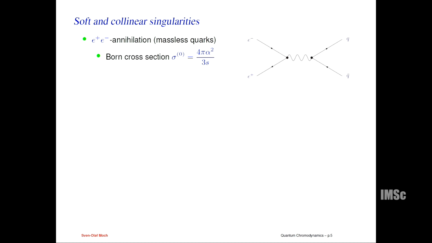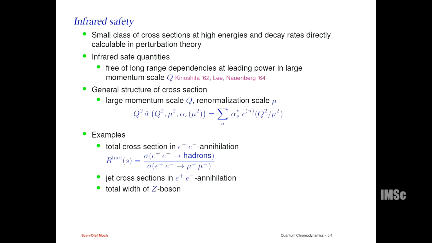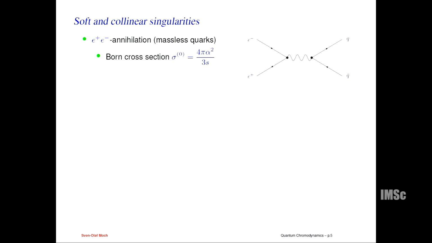Okay, in order to illustrate this, I would like to do this calculation with you at leading order and next to leading order, so that we see what goes into it and how the different ingredients add up so that we get a finite cross-section. At leading order, this is really very easy. e+ e- going to hadrons is just a q qbar pair in the final state, mediated by a photon. This is just one diagram.